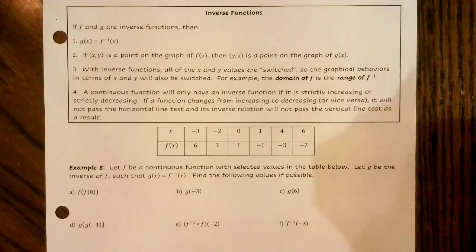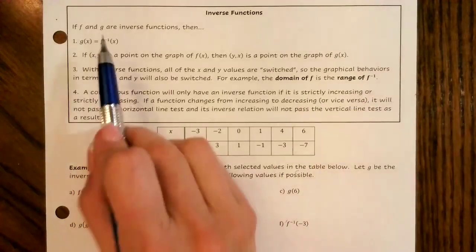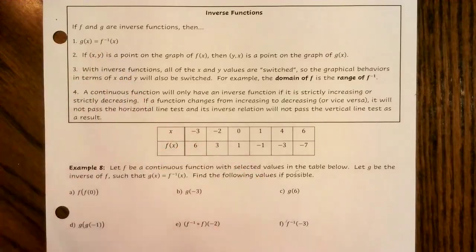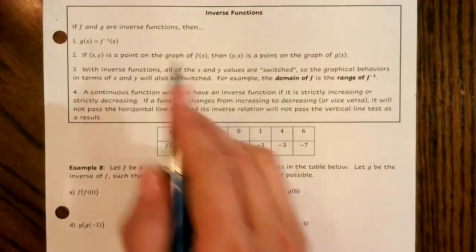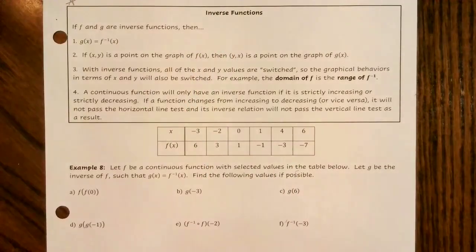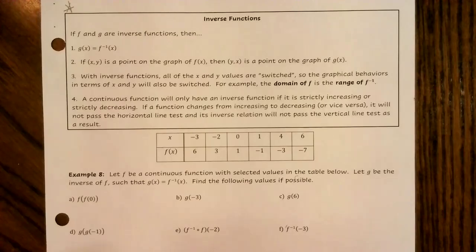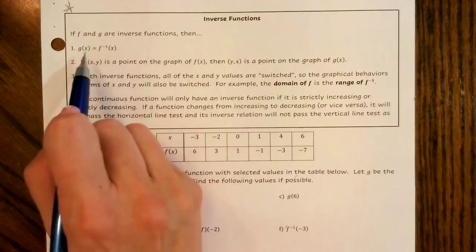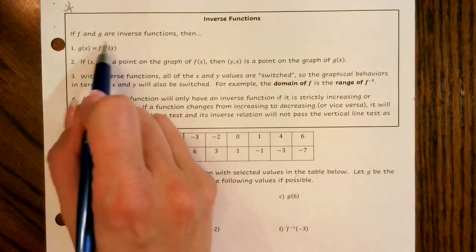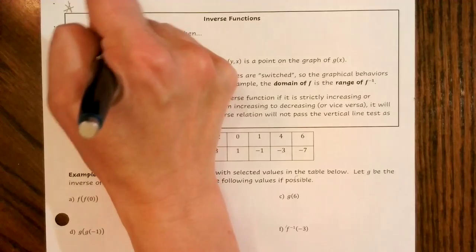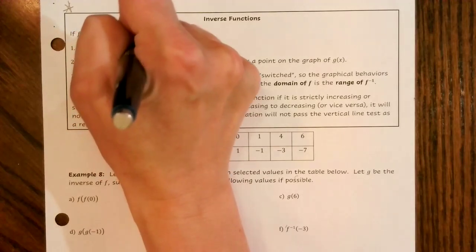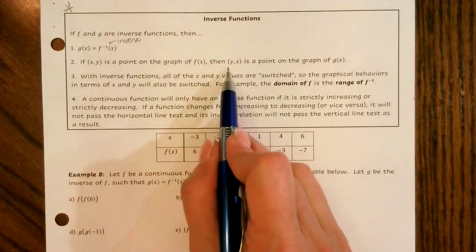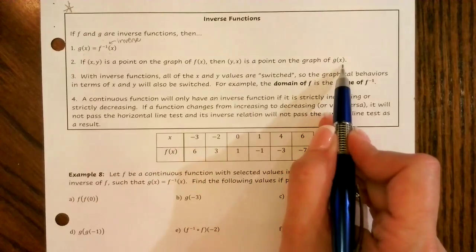All right, this has been a big lesson, but we're almost through it. It says if f and g are inverses, then g of x is equal to f inverse of x. These are really important points, so if you want to star this and go back and look at it, make sure you understand everything in this chart. So if f and g are inverse functions, then g of x would be our main function, and this would denote inverse. Just make sure you understand that that means inverse. If (x, y) is a point on the graph of f of x, then (y, x) is a point on the graph of g of x.